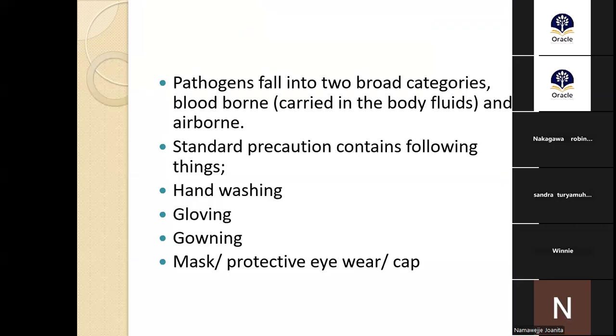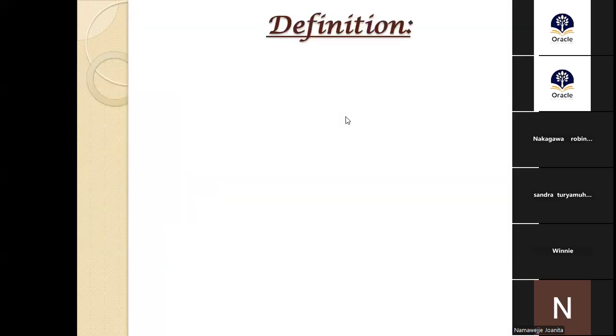Pathogens fall into two broad categories. They can be blood-borne, carried in the body fluids, and airborne. So under standard precautions, you have hand washing, gloving, gowning, and then masking or protective eye wear or goggles, and then the cap. Then shoe covers, things you put on over the shoes.